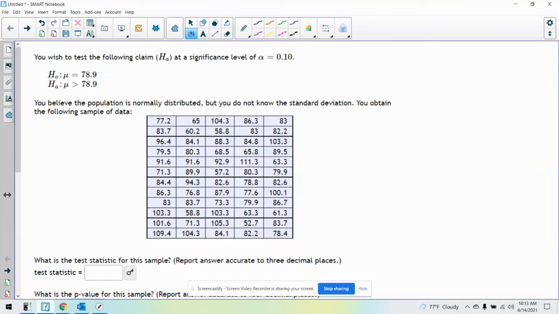So this says you wish to test the following claim about the mu population mean. First thing, the null hypothesis is that the mean is equal to 78.9, and the alternative would be that it's greater than that, with a significance level of 0.10.